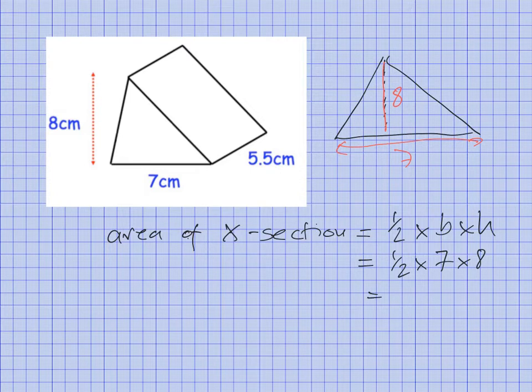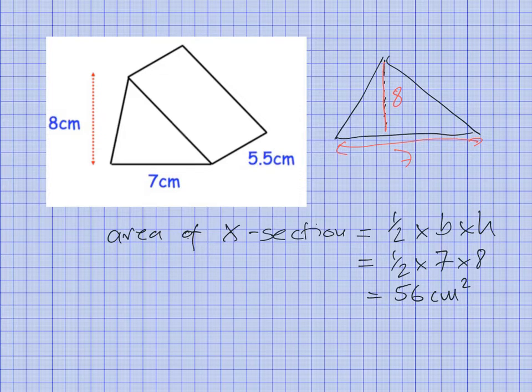And remember, we can do that in any order. A half times 7 and then times that result by 8, or we can do a half of 8 and then times that by 7, or we can do 7 times 8 and then half the answer. Whichever order you do it in, you end up with the same result, which in this case is 56. Don't forget our units. This one will be centimeters squared.